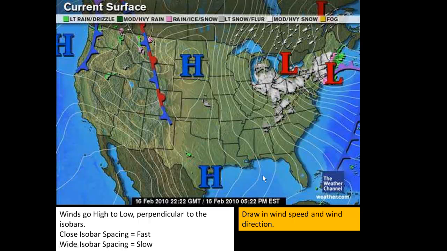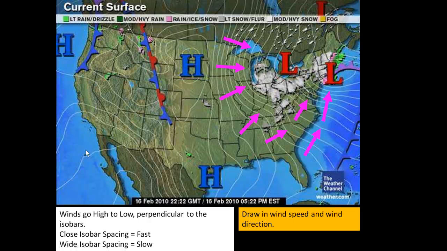Here's another example. Where are the high pressure areas? Where are the low pressure areas? And then look at the isobar spacing. So think about this and mentally draw in the wind direction and the wind speed. If you want to do that, hit the pause button. Otherwise, we'll go on, and there we go.